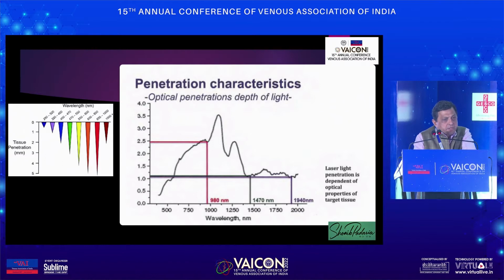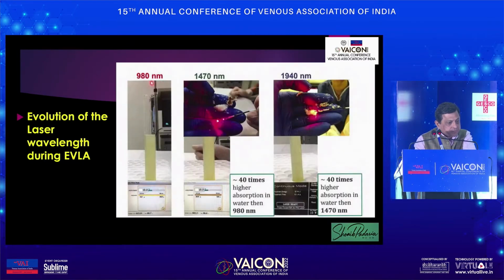And as you will see from the penetration characteristics here in this graph, the penetration with the 1470 is much lesser than that of the 980, and that of the 1940 even lesser than that. So over a period of time, there has been an evolution from 980 to 1470. Today, I believe almost all of us are using the 1470. And we know that as far as the 1470 nanomicron is concerned, there's 40 times higher absorption in water than the 980. But when we talk of the 1940 nanomicron wavelength, it's 40 times higher than the 1470. So we've come a long way.